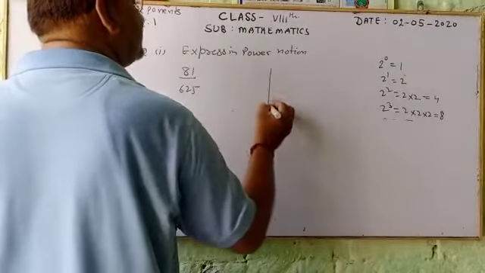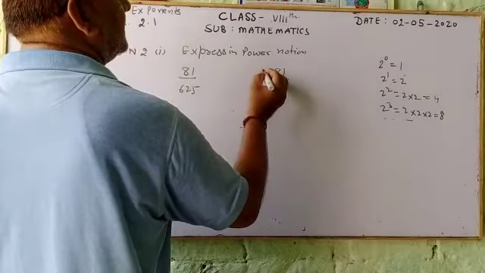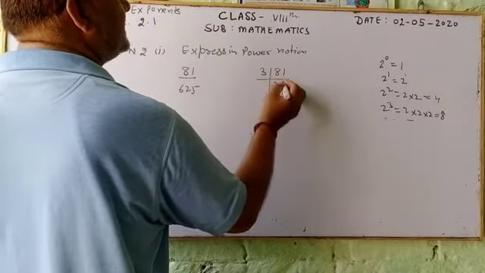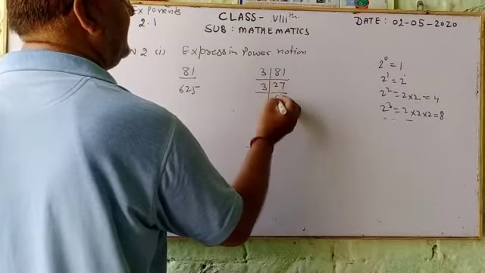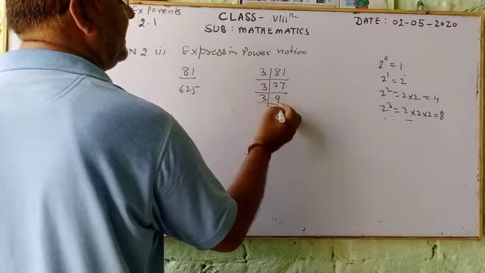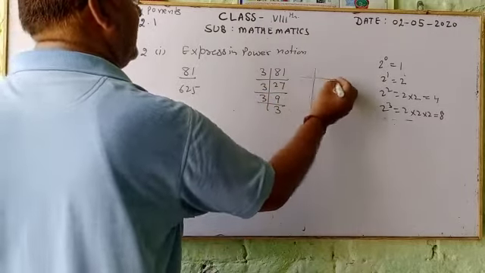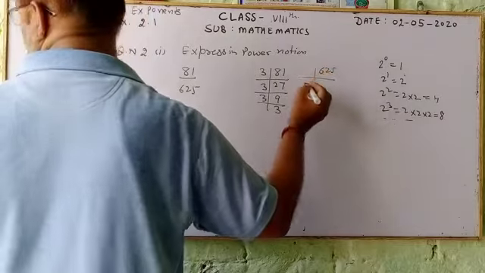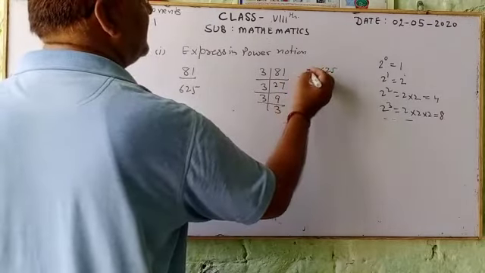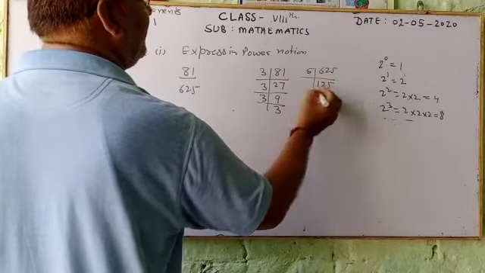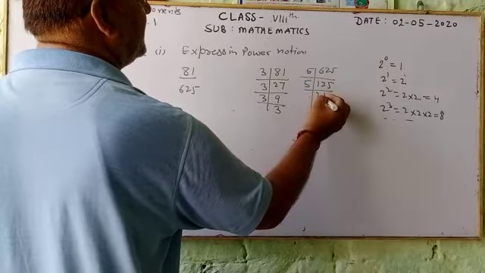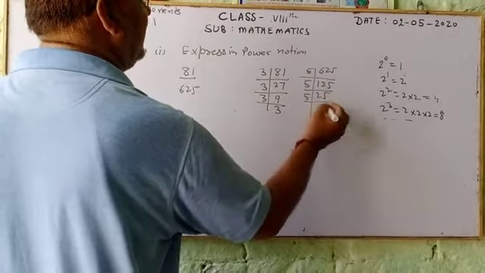So we factorize 81. We divide by 3, that is 27. We divide by 3 again, that is 9. Divided by 3, we get 3. And 625, we divide by 5, we get 125. Divided by 5, we get 25. Divided by 5, we get 5.